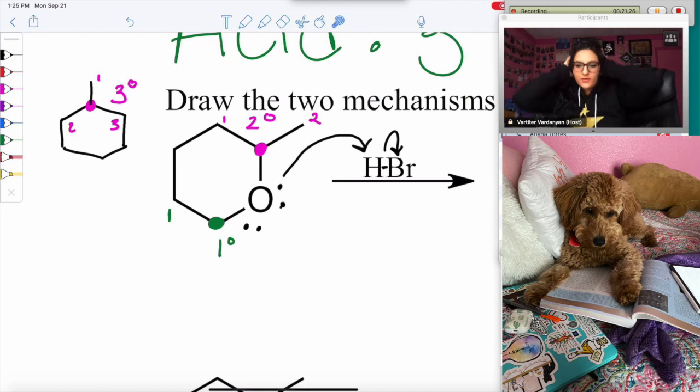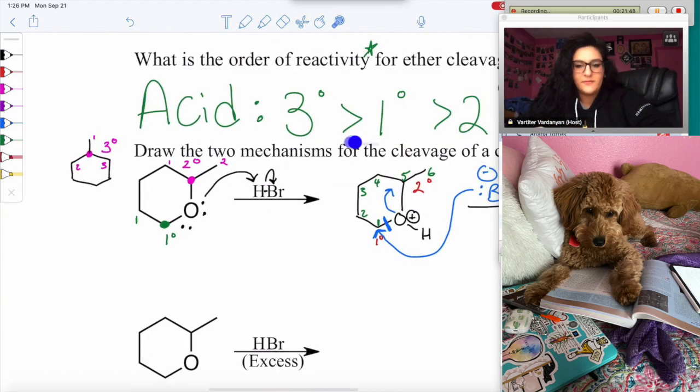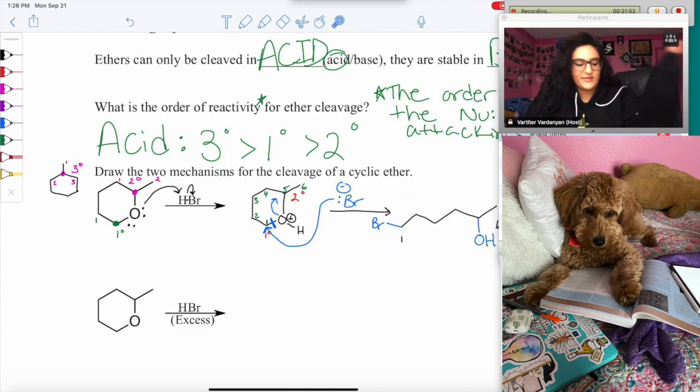And then people in the chat were asking, if you were to break it on the secondary side, hypothetically speaking, then yes, it would open towards the primary. The reason we preferred the primary side over the secondary side is because acids prefer primary to secondary. That has to do with steric and electronic effects, but for the purposes of this class, as long as you know the order, you're completely okay.